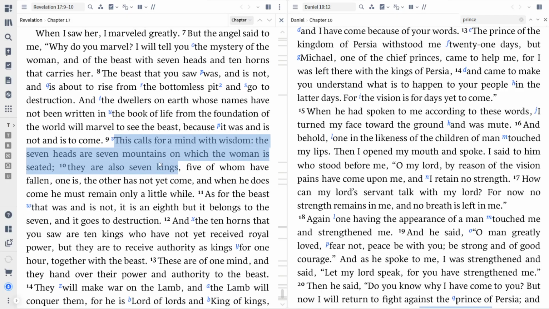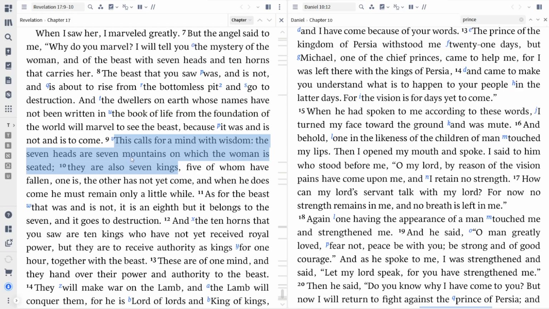He goes on to give more explanation of this beast. "This calls for a mind with wisdom. The 7 heads are 7 mountains on which the woman is seated." That leads to a lot of people talking about the 7 hills of Rome. Rome is a city on 7 hills. By the way, Constantine deliberately built Constantinople, New Rome, as a city on 7 hills to be the new Rome. So church history kind of strangely seems to want to model things after the beast of the sea. That sounds strange, but we'll get back to that.